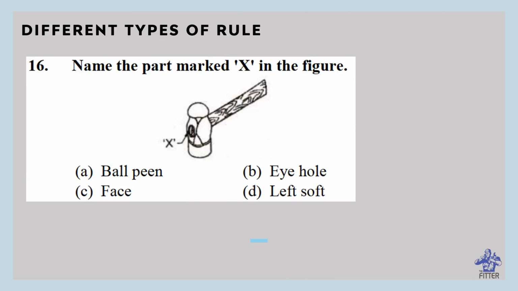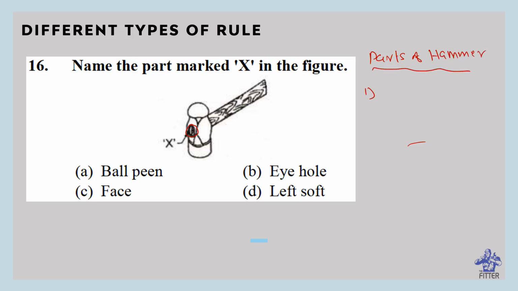Name the part marked X in the figure. So here, this is what they are asking for. The part marked X in the figure is eye hole. So I will tell you the parts of hammer.